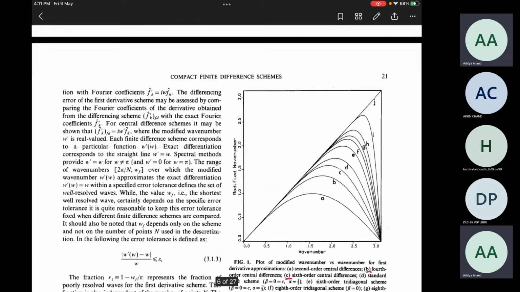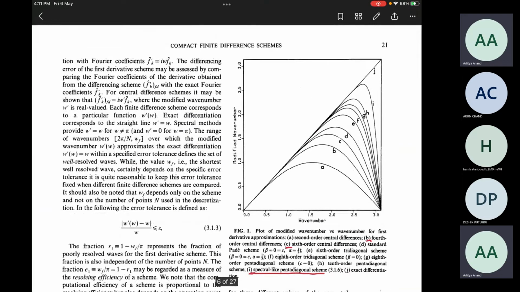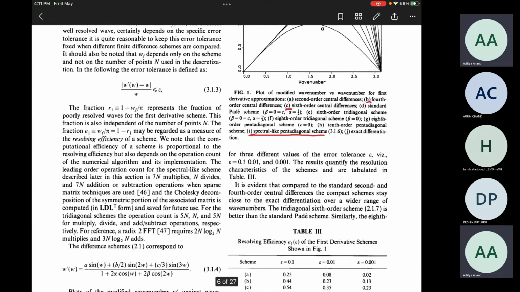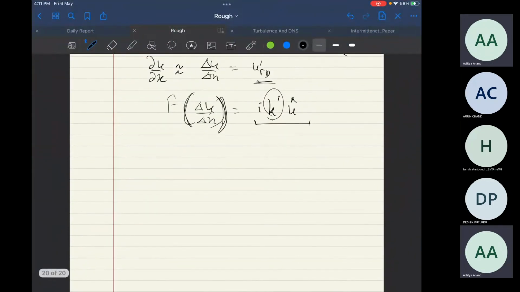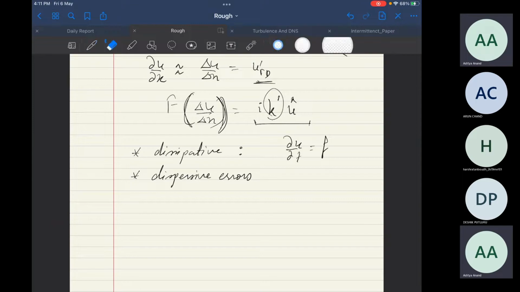Okay, so one thing that you'll look at here is there are two kinds of errors. When you use finite differencing schemes, you have dissipative and dispersive errors. So what dissipative errors do is, you know, let's say this is 0.